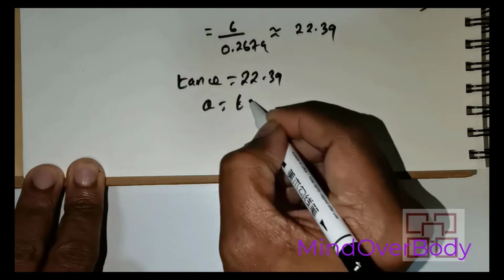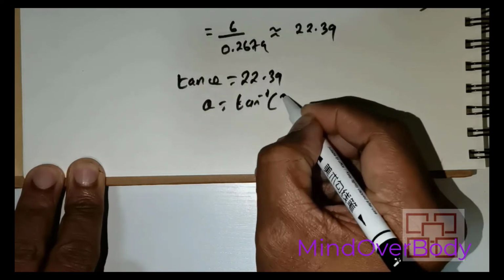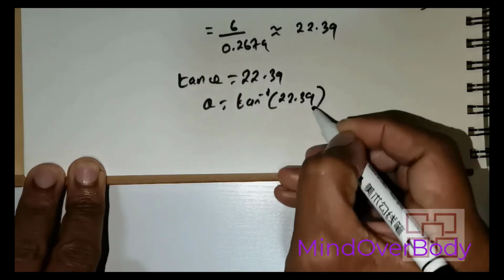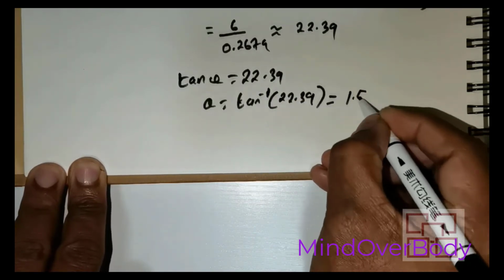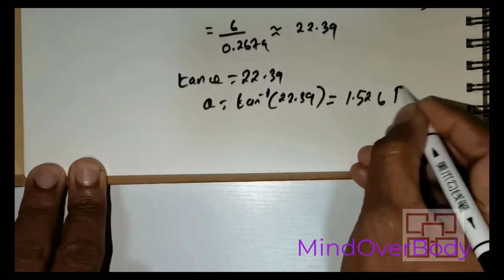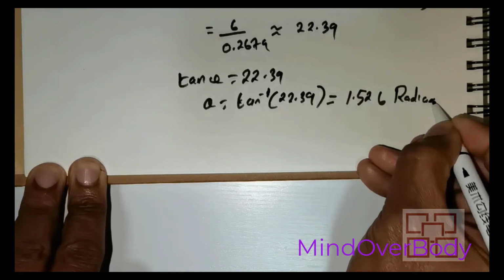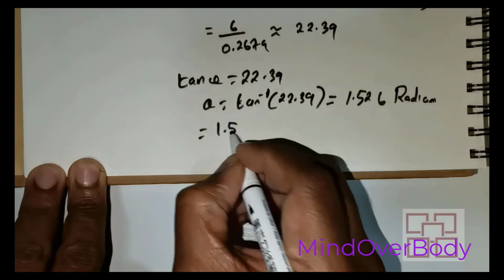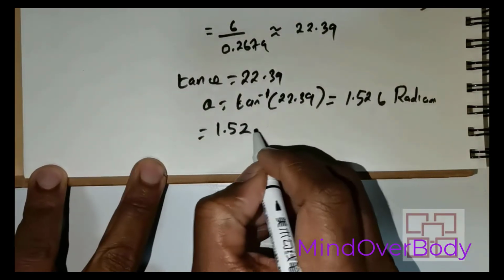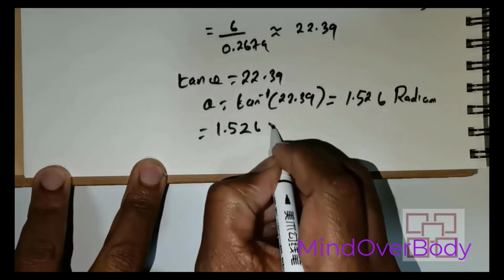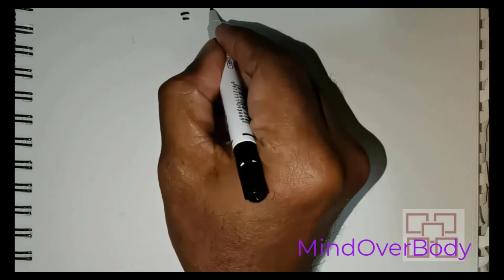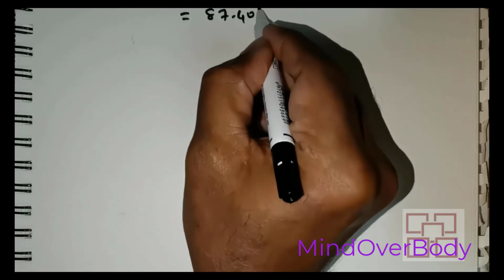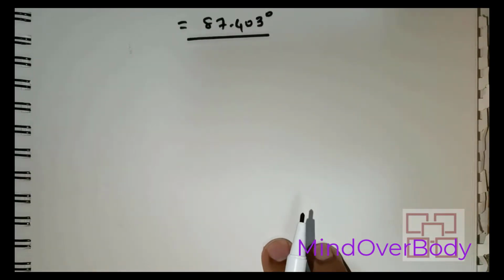So θ will be tan inverse of 22.39. Tan inverse of this gives you 1.526. This is in radians, okay? If you want to convert this into degrees, you multiply 1.526 by 180 and then divide by pi. That gives you 87.403 degrees. So this would be your final answer.